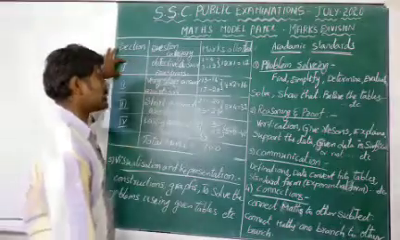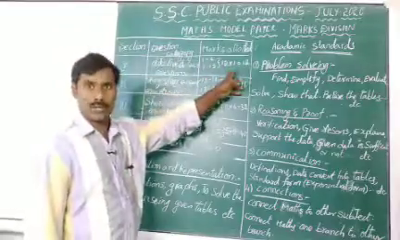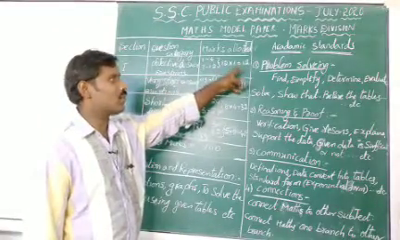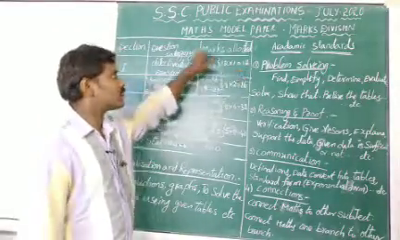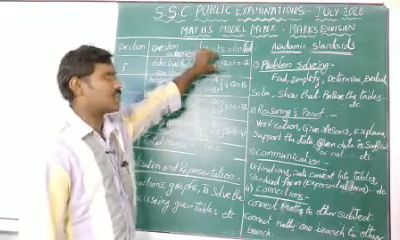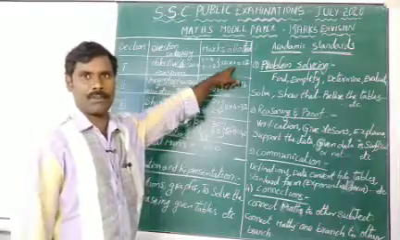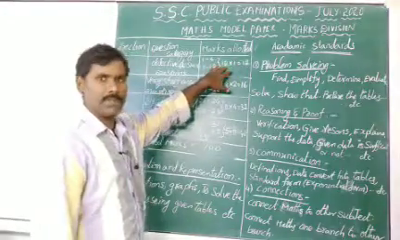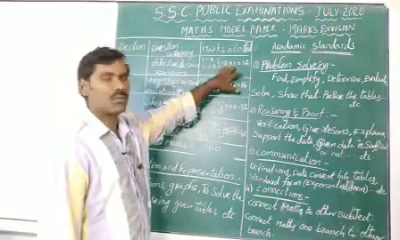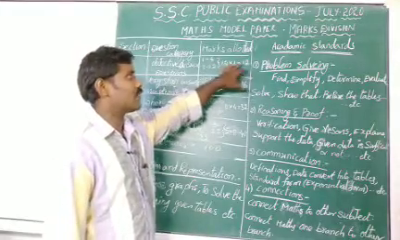In section 1 we have a total of 12 questions. Each one carries 1 mark. Before corona we got half a mark for each of these 12 questions. Now the change in the paper is that each one carries 1 mark, so 12 into 1, 12 marks.